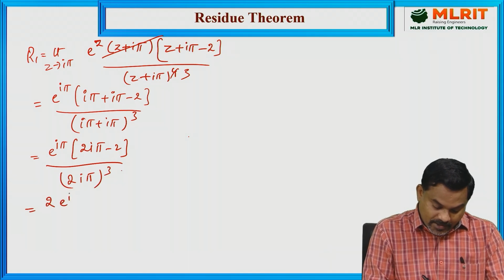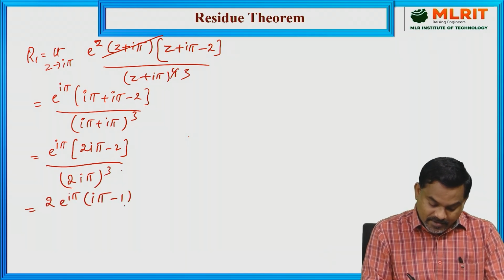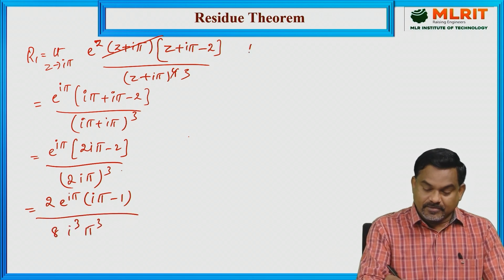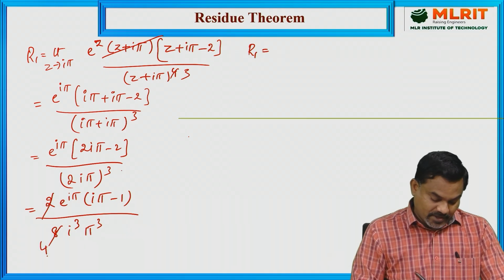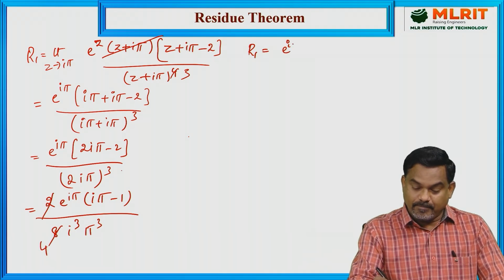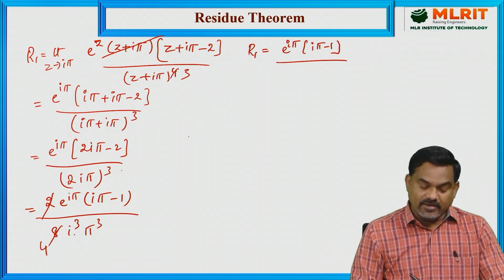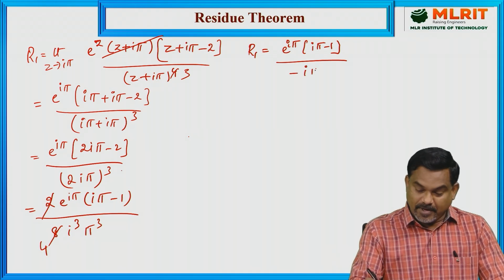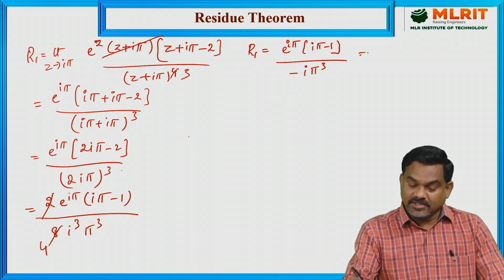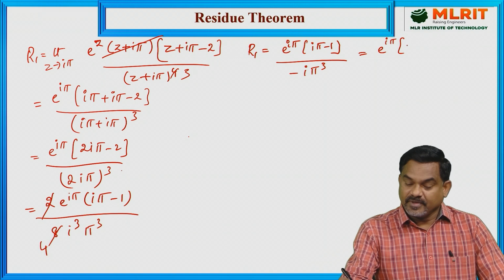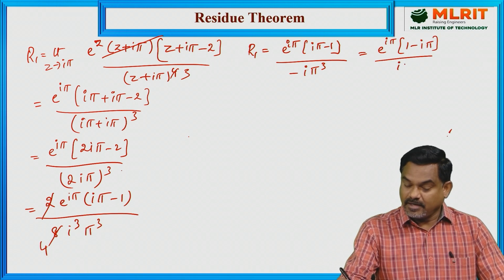So 2 into e power iπ (iπ minus 1) by 8 into i cube π cube. So R1 equal to 4 times e power iπ into (iπ minus 1) by i cube. It can be written as i square into i, so minus iπ cube. So this is e power iπ into (1 minus iπ) by i into π cube.